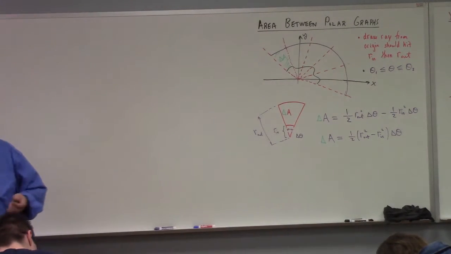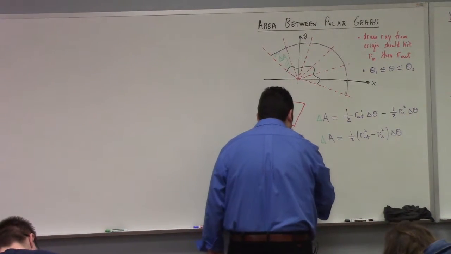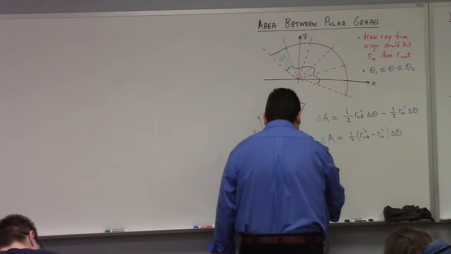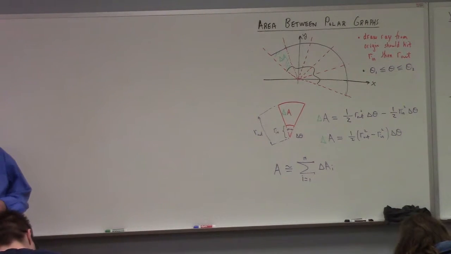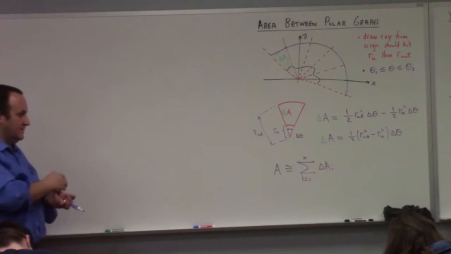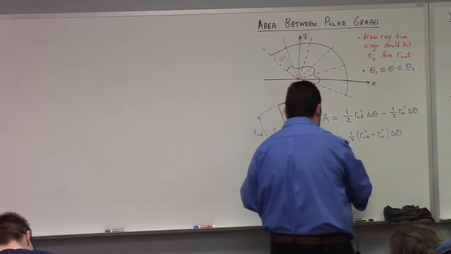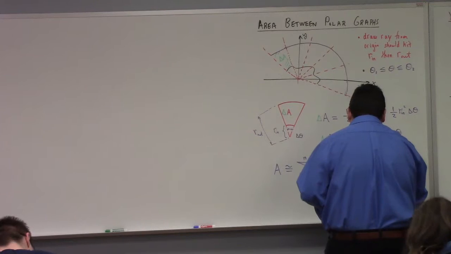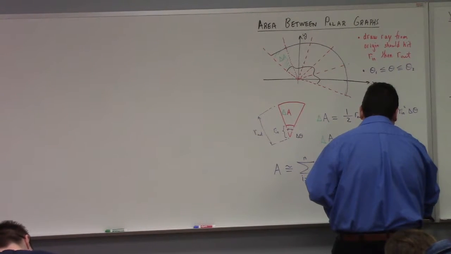So if we take the sum of all those, what do we get? The net area is approximately the sum of delta A i, i equals 1 to n, if we've partitioned the angle into n equal subinterval angles. I could spend another 5 minutes of class to make this rigorous, but I hope you see where we're going. In the limit as n goes to infinity, the finite sum becomes a continuous sum, the integral. So I hope I've motivated that the area would be the integral from theta 1 to theta 2 of 1/2 (r out squared minus r in squared) d theta.